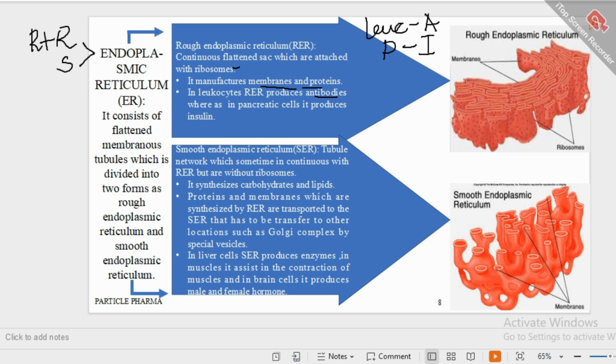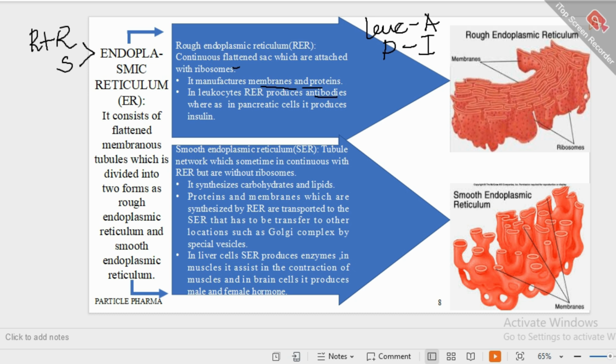So in a diabetes mellitus patient, or diabetes insipidus patient, or wherever insulin production is getting affected in an organism, it means the rough endoplasmic reticulum of the pancreas is not performing well.